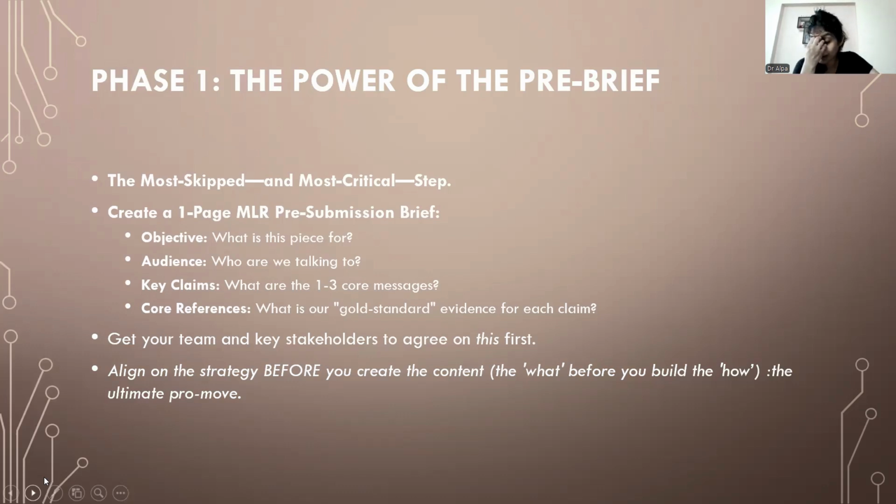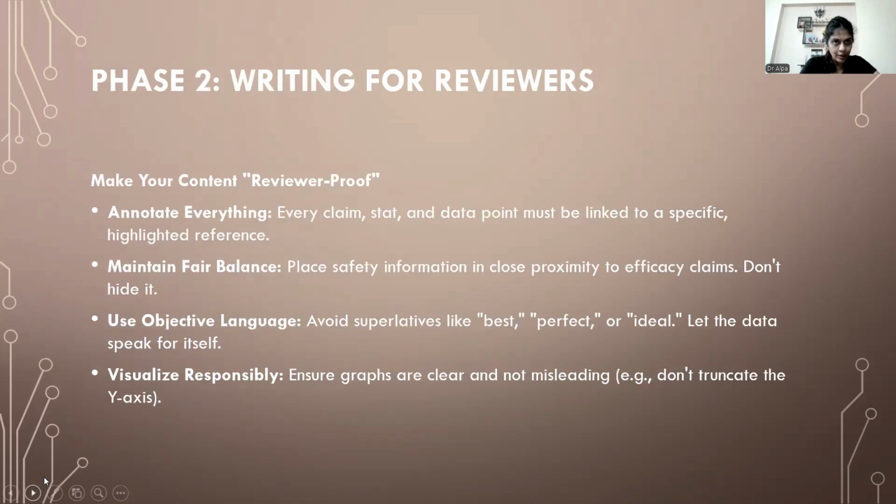Even this would in fact give you a better clarity. Many a times there may be, in the objective, it's very human. Out of 3 objectives, you may not have understood one objective clearly. So once you get their perspective on this pre-brief document, you will get clearer on the requirements. And then align. So in a way, you yourself have to get aligned, and you have to align the team on the strategy before you create the content. So this would be your ultimate pro move.